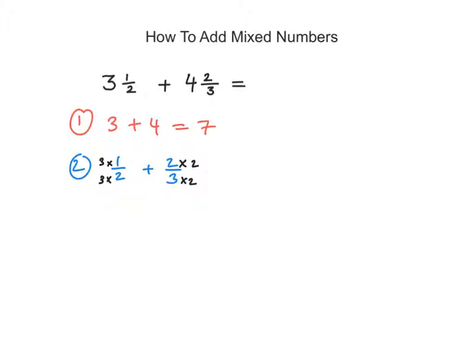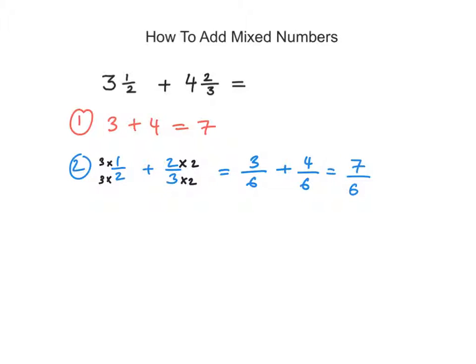Now, this just simplifies to 3 times 1 is 3, 3 times 2 is 6, so this simplifies to 3 over 6, and the other fraction becomes 4 over 6. Now that the denominators, the bases, are the same, I can just add these fractions, and when I add fractions, I just need to add the numerators. 3 plus 4 is 7, so the answer here is 7 over 6.